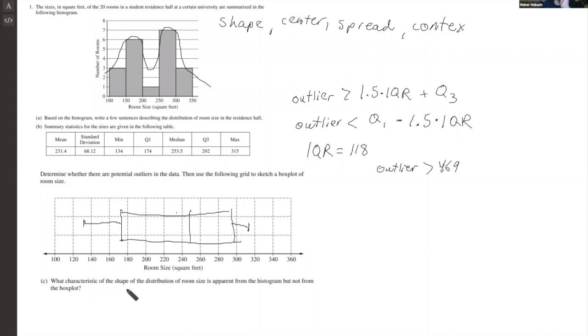Okay, what characteristic of the shape of the distribution of room size is apparent from the histogram, but not from the box plot? So go ahead, take a second. Anyone who has a thought, give it a try.